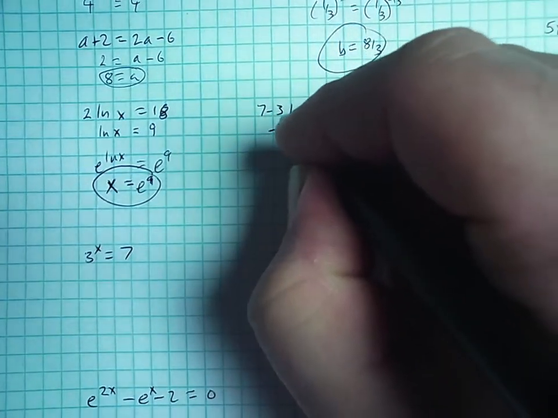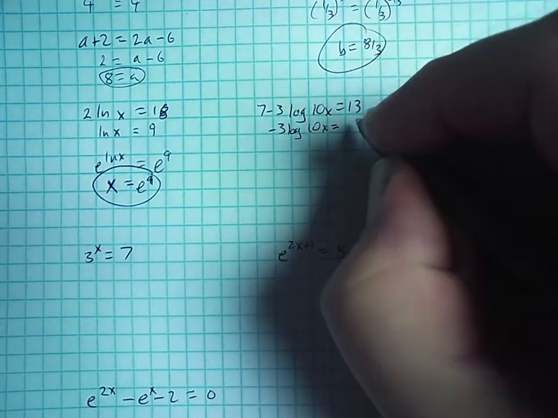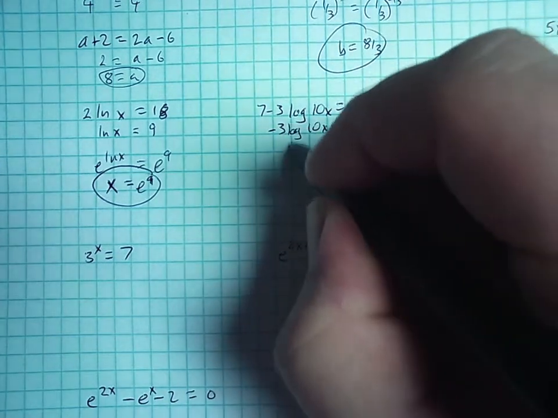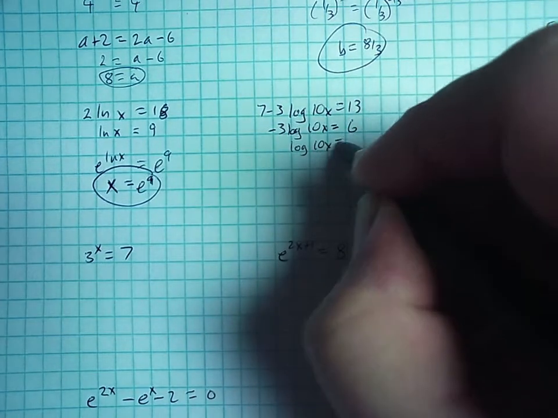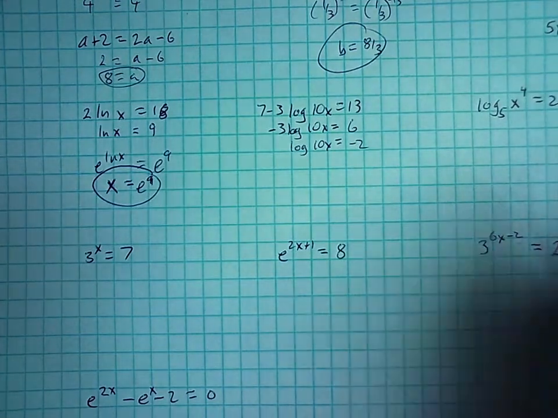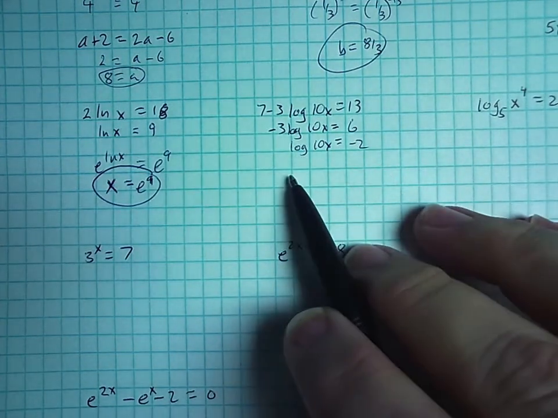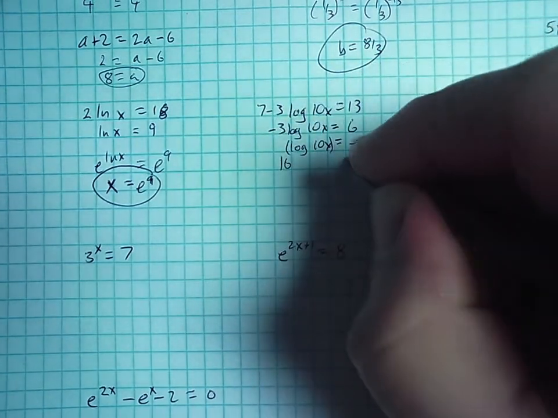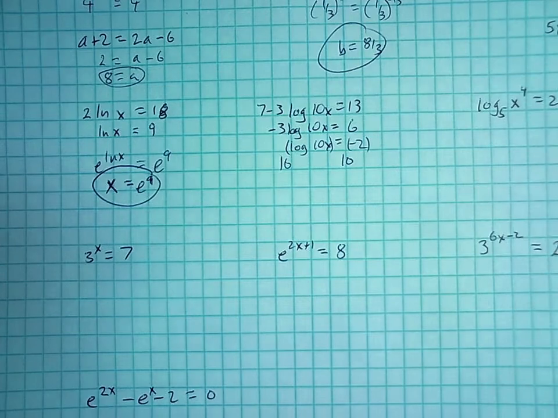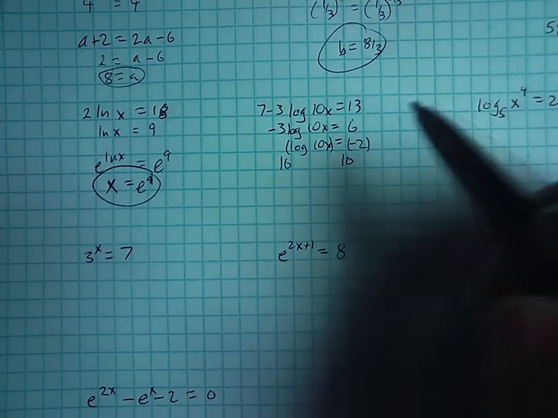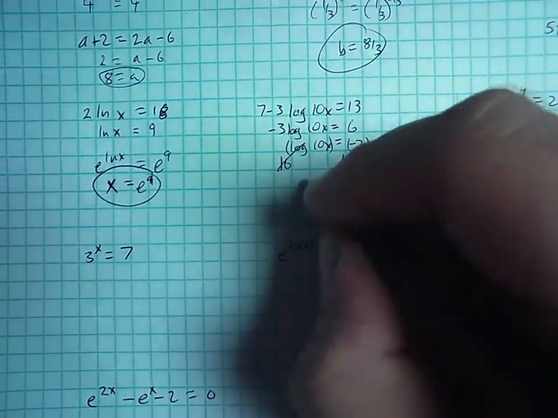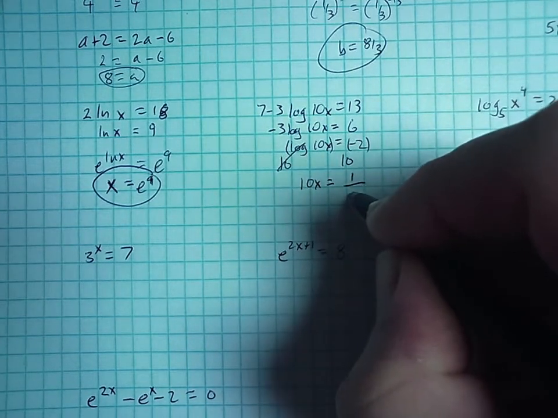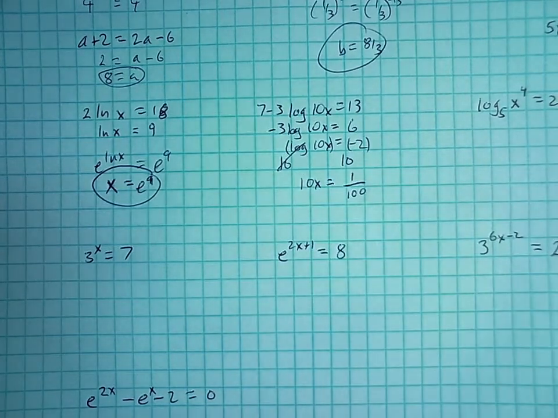So negative 3 log of 10x equals, I subtracted 7, so this is now 6. I'm going to divide by negative 3. Log 10x is negative 2. And now, to cancel the logarithm, I'm going to exponentiate. My base here is 10, so I'm going to make the left side the exponent on a 10. I'm going to make the right side the exponent on a 10. That's exponentiation. And it's going to cancel my logarithm. Now, I promised I would unpack this. Let's see, 10 to the negative 2nd power is 1 over 10 squared, which is 1 over 100.